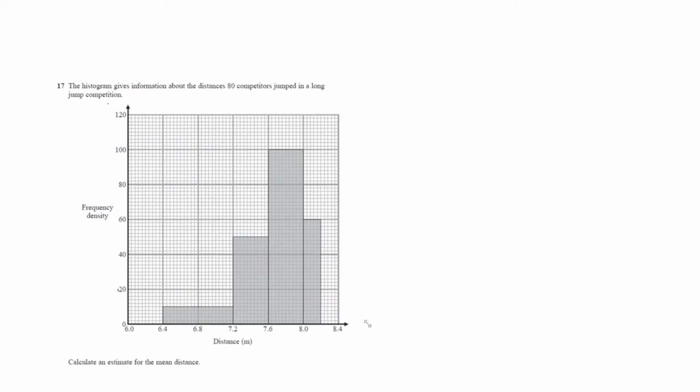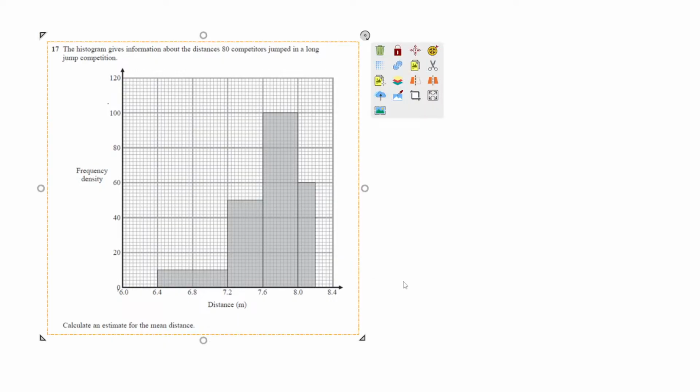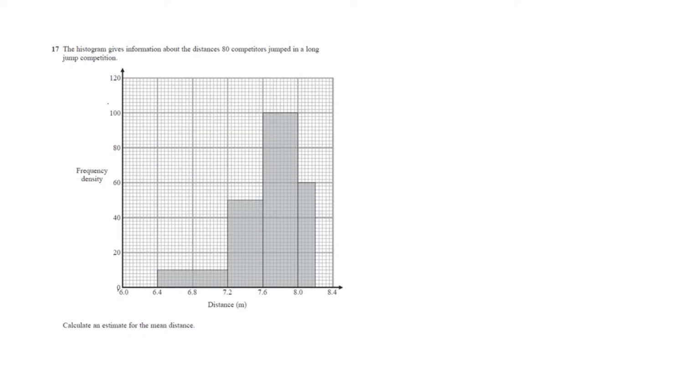David's going to let me copy it. So it's kind of 2 in 1. It's like the same question, but obviously in the context of a histogram. That's how I would work it out. So we need to know how to do mean from a frequency table anyway, because that could come up quite easily, and that's a really nice 3-mark question. So you see here, we've now got the histogram giving information about the distances 80 competitors jumped in a long jump competition, obviously distance and then frequency density. Calculate an estimate for the mean.